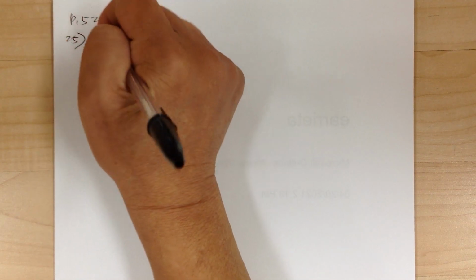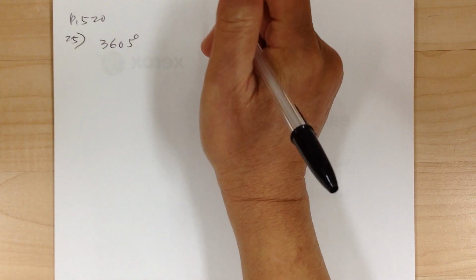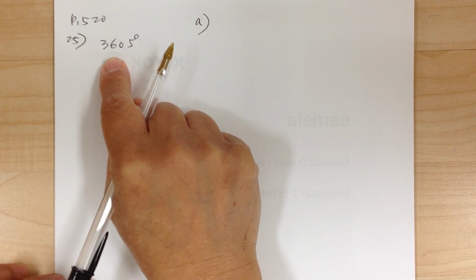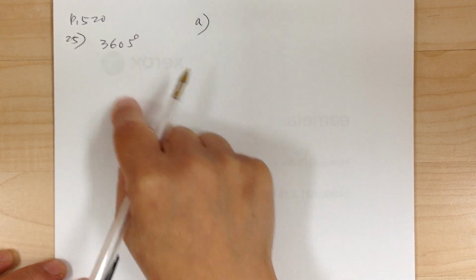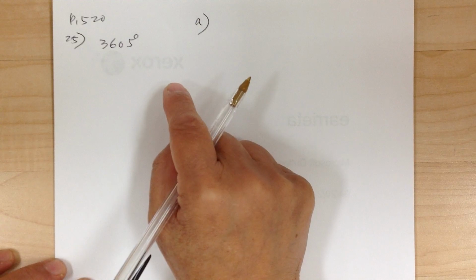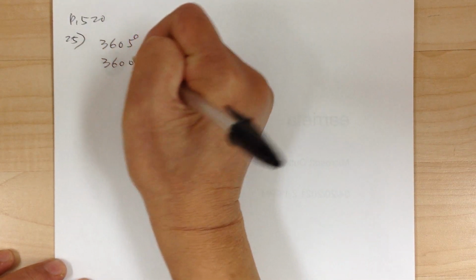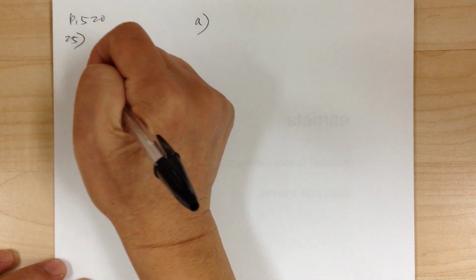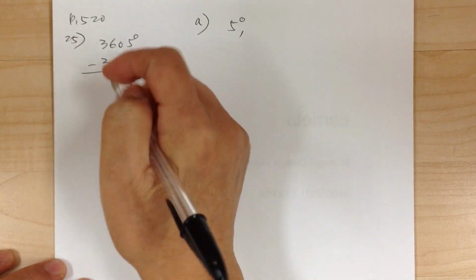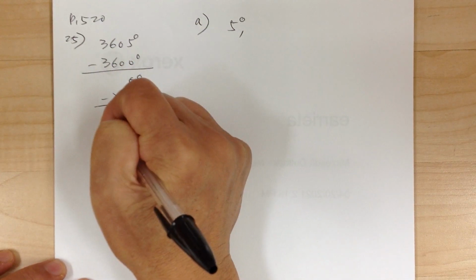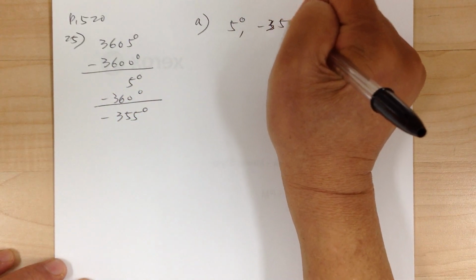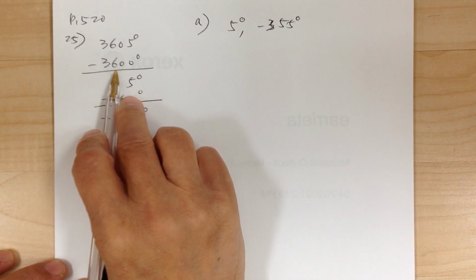Okay, number 25. You have 3605 degrees. Okay, so this number is really big, so I'm going to lower my number by unwinding the circle. Now, one circle is 360, so if I go around 10 times, it would be 3,600. So again, I'm going to unwind 10 times, and so I get 5 degrees. And if I unwind one more time, so minus 360 more, I get negative 355 degrees. So again, I minus 10 times the 360.